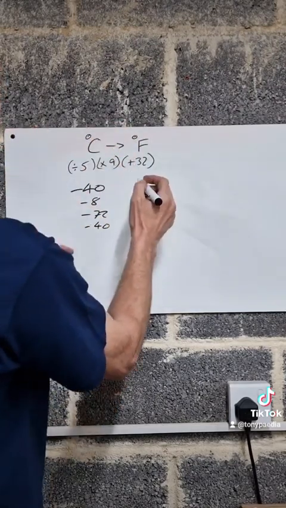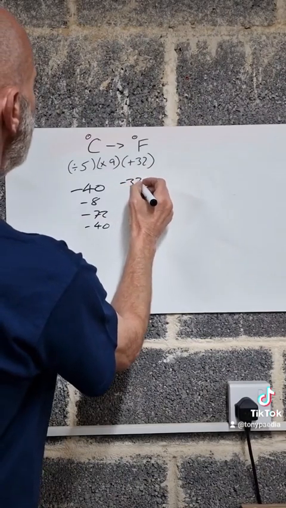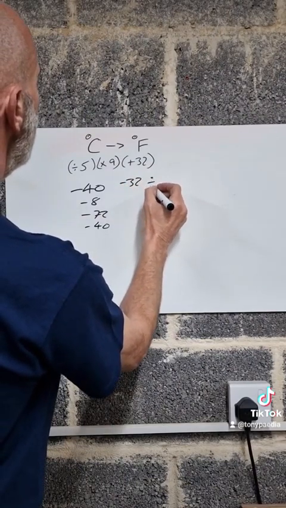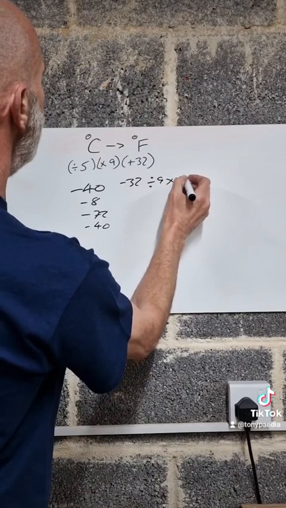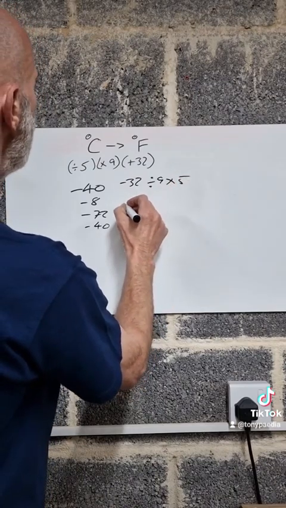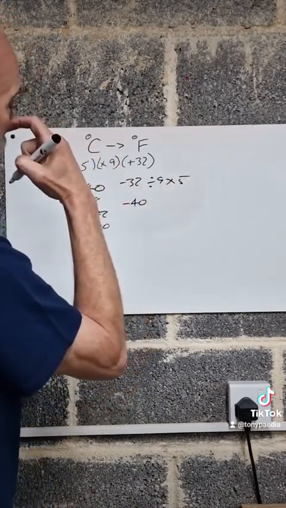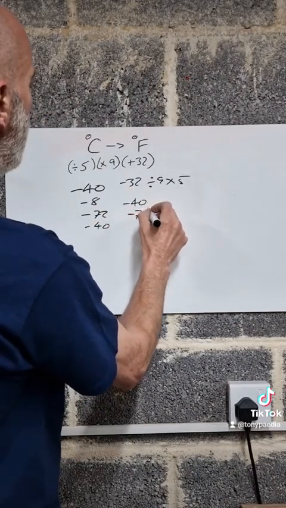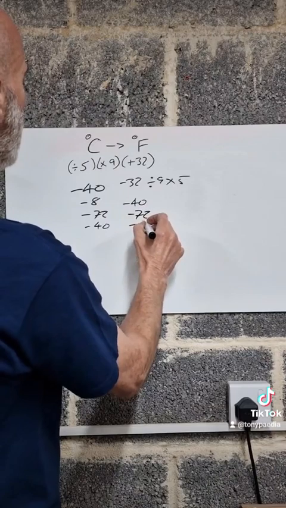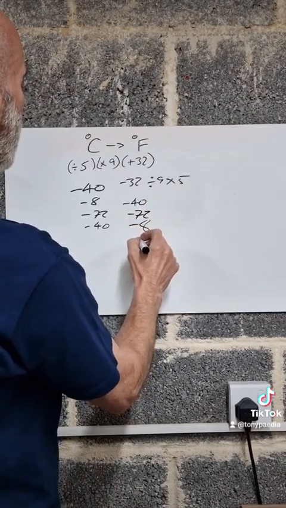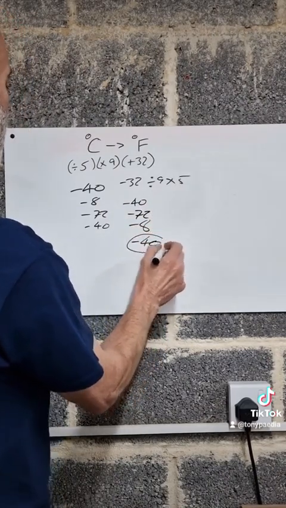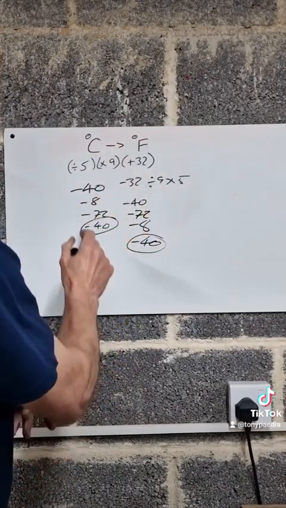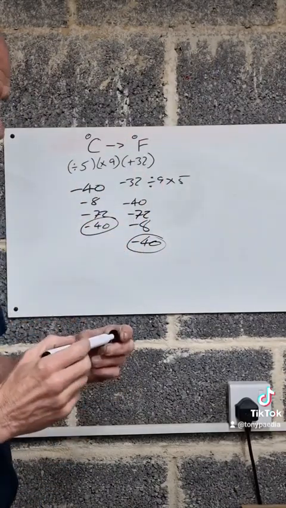So if you want to go in the reverse, you've got to do minus 32, divide by 9, and then multiply by 5. So let's say you start off with minus 40 degrees Fahrenheit. You take off 32, so that takes it down to minus 72. Then divide by 9, so that makes minus 8. And then times by 5, that makes minus 40. And that's where centigrade and Fahrenheit cross over together at minus 40.